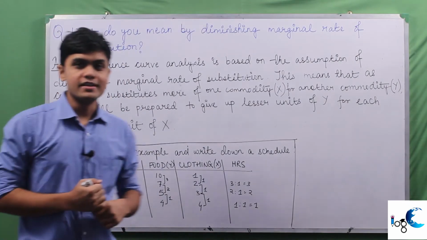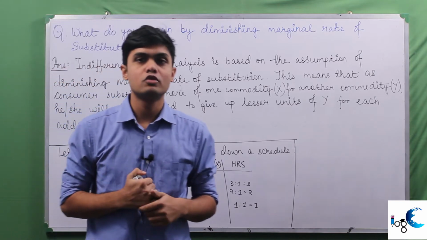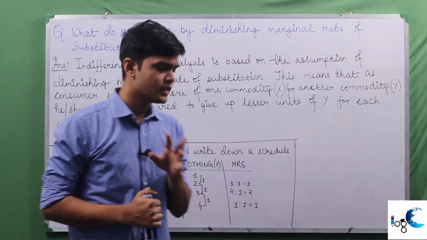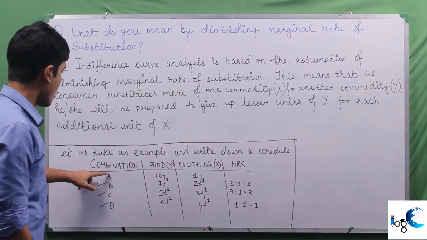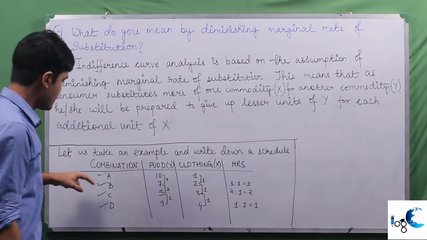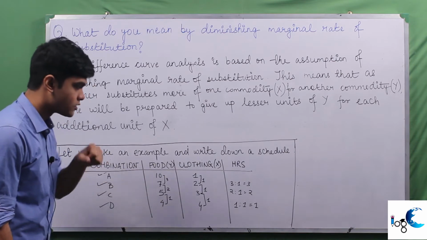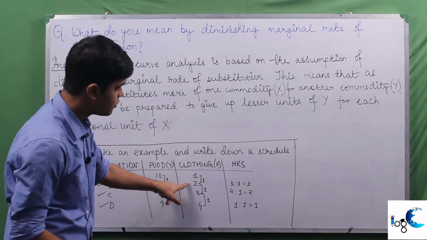So, as we have seen, the marginal utility of a commodity falls as we consume more of that commodity. Similarly, the marginal rate of substitution diminishes. Let's come back to this example, the schedule that I have not rubbed yet. Combination A is 10 units of food and 1 unit of clothing. Combination B is 7 units of food and 2 units of clothing. So, we are giving up 3 units of food in order to attain 1 unit of clothing.